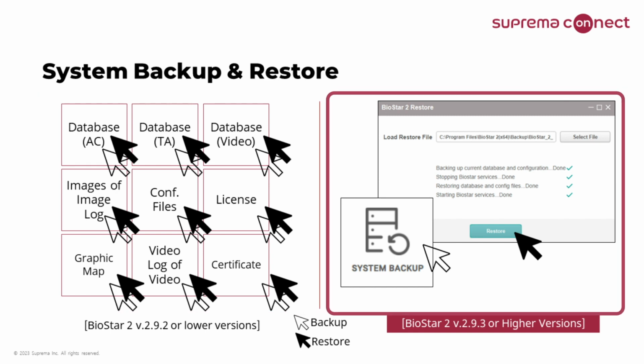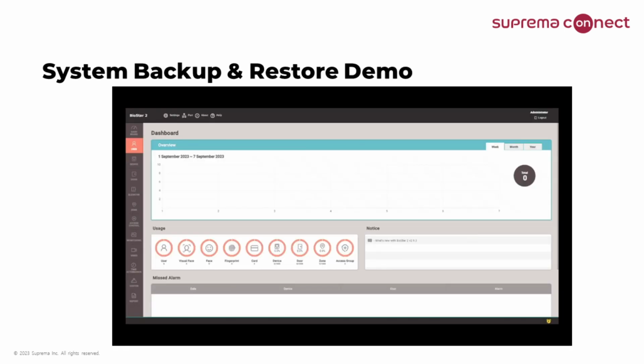But now, with BioStar 2 version 2.9.3 and upcoming higher versions, you will be able to do this troublesome process in one click using the system backup process. You simply have to click system backup in BioStar 2. And then all the data which you had to click individually in the past will be backed up at once. And using that backed up file, simply clicking the restore button, you'll be able to restore them all at once as well. I have a demo video to show you more in depth.